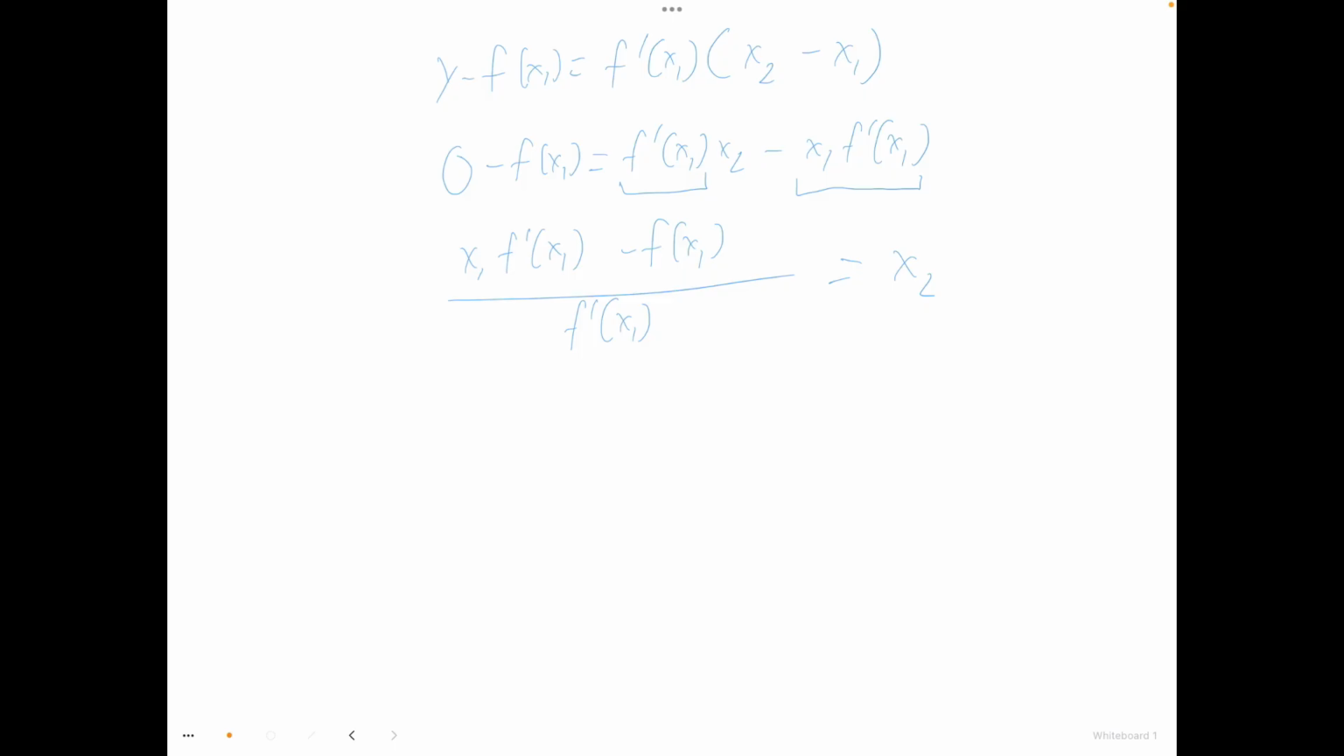Now, simplifying this a bit, we get that x sub 2 is equal to x sub 1 minus f of x sub 1 divided by f prime of x sub 1. And so this gives us a formula that tells us from one iteration to the next what we do. We just take our original x sub 1 minus f of x sub 1 divided by f prime of x sub 1. And using this formula, we can avoid actually finding the tangent line and just immediately go from one step to the next by plugging in x sub 1, x sub 2, and so on.